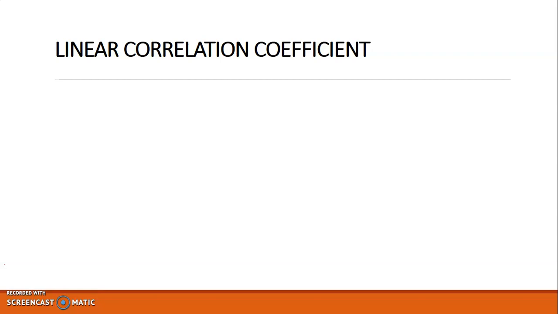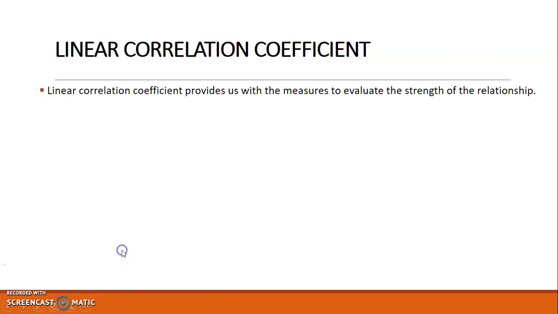The linear correlation coefficient provides us with the measures to evaluate the strength of the relationship. If you have a positive relationship, it can be a perfect positive relationship, a strong positive relationship, or a weak positive relationship. So how do we identify and evaluate the strength of this relationship? By finding the value of the linear correlation coefficient.